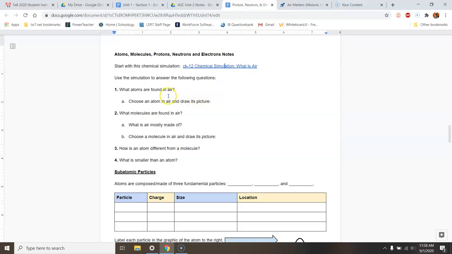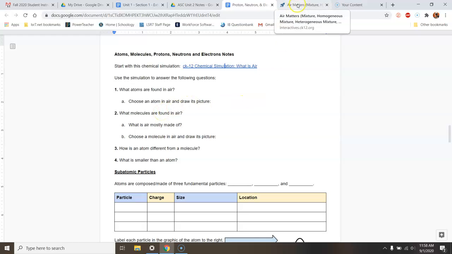I want you to find out, what are the atoms in air? I want you to choose an atom and then draw a picture. Hopefully it's a pretty awesome, a Picasso or a Rembrandt, something real nice. Molecules. What is air mostly made of? Choose a molecule, draw its picture. Once again, looking for some amazing quality here. And then how is an atom different from a molecule? Your picture should give that away to you. And then number 4, what is smaller than an atom? Not in the demonstration, but something that we are going to be looking at.